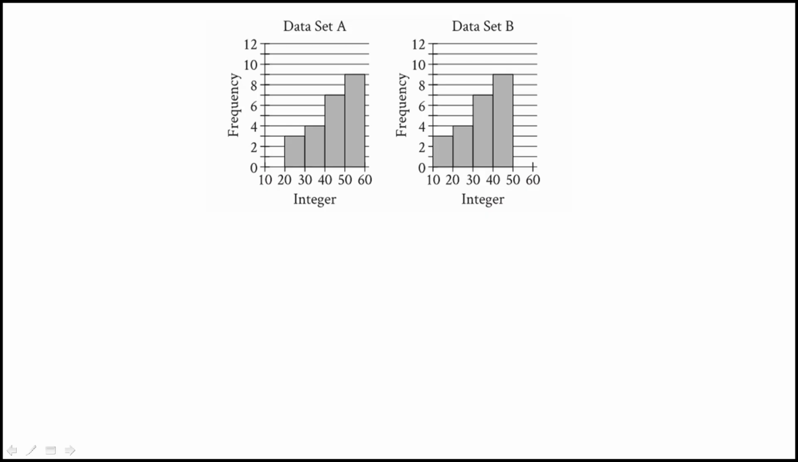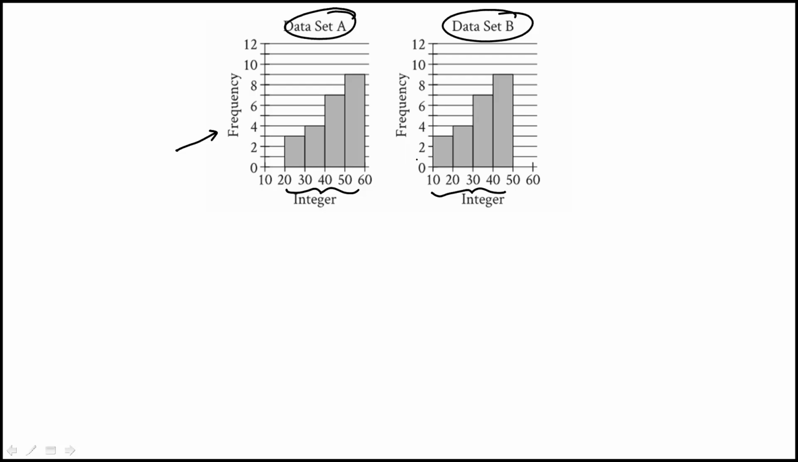So here the question is asking us to find out the smallest possible difference between the mean of this data set A and that of set B. So I want these numbers that I select to be as close to each other as possible. Now, of course, you'll see that the histograms have just been shifted. This is shifted to the right.